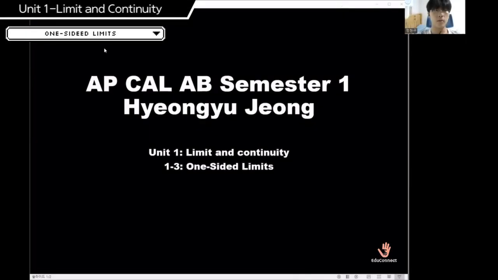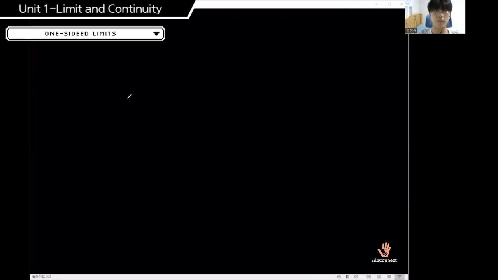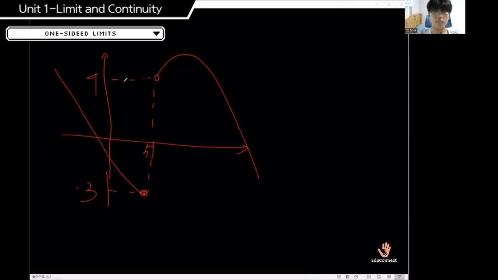In this lesson, you will learn about one-sided limits. Consider the piecewise function f of x represented on this graph. If x approaches 5 from the left, f of x approaches negative 3. If x approaches 5 from the right, f of x approaches 4. Therefore, the limit of f of x as x approaches 5 does not exist.